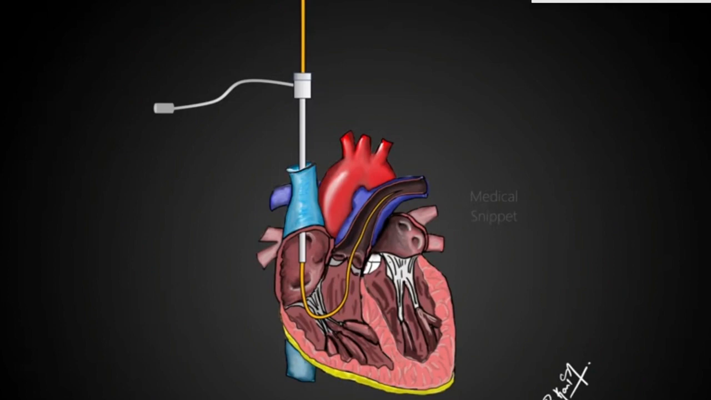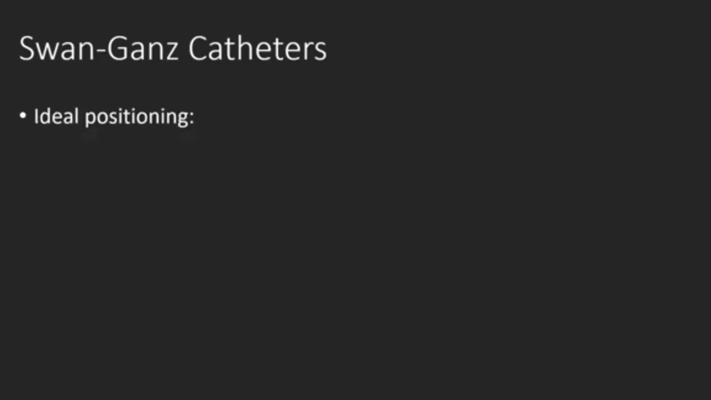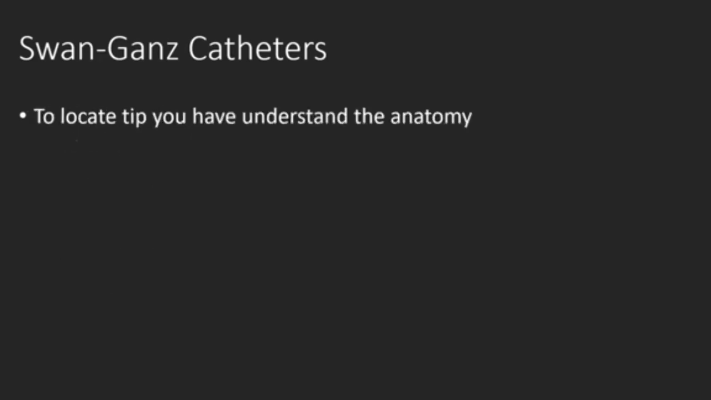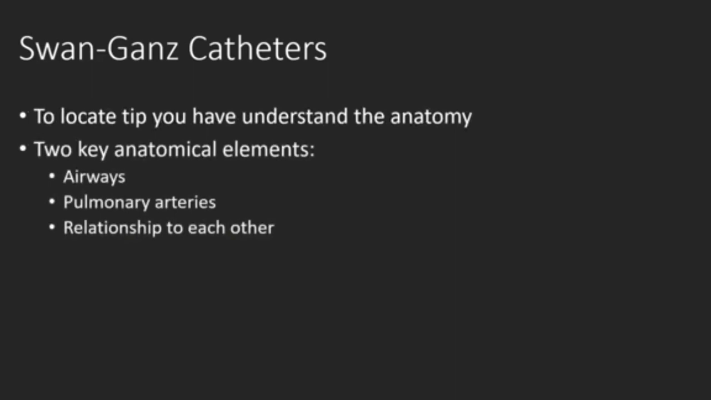We're going to talk about the Swan-Ganz catheter in relationship to the chest x-ray. The ideal position of the Swan-Ganz catheter should be in the main pulmonary artery, right and left pulmonary artery, or the proximal interlobar pulmonary artery. If you place it distally, it could cause aneurysm or infarction. To locate the tip, you have to understand the anatomy. The two key anatomical elements are your pulmonary arteries and your pulmonary airways.